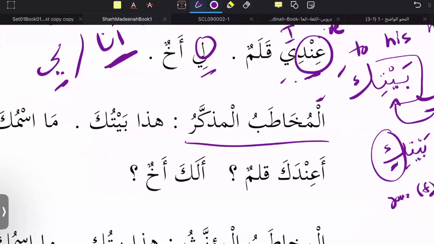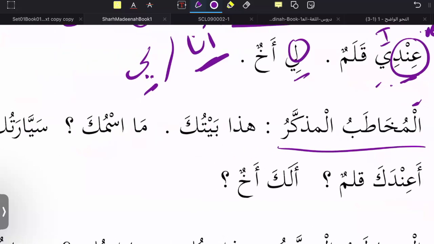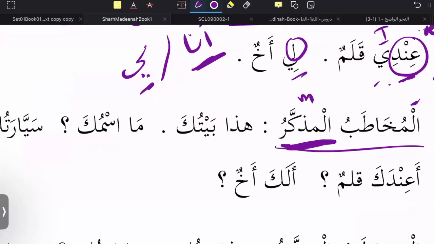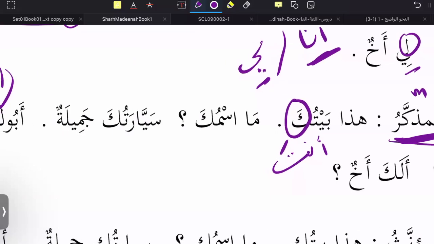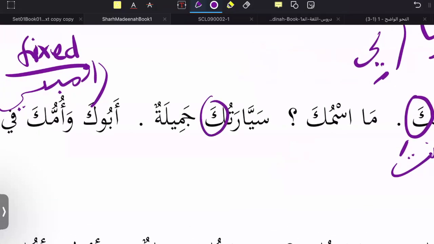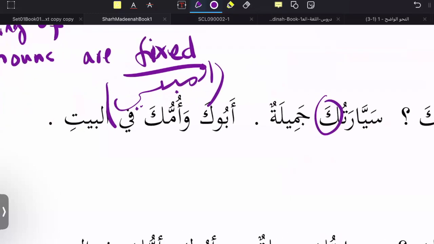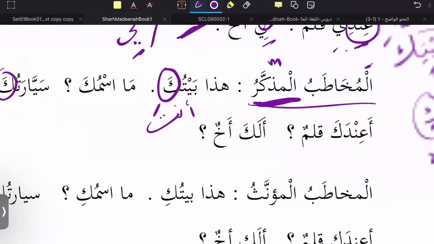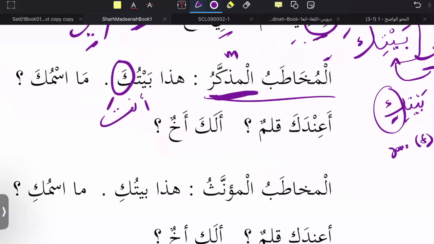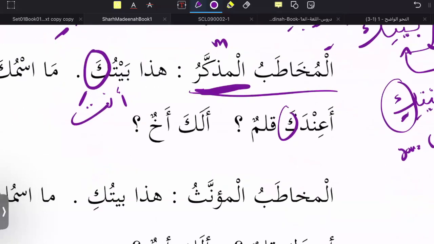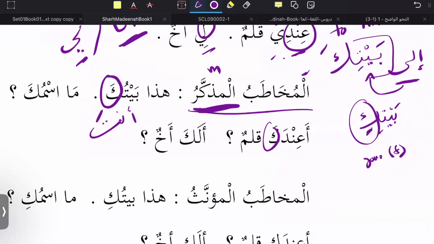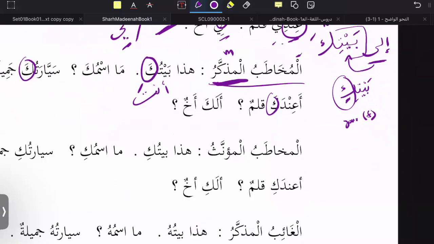Then we have al-mukhatab al-mudhakkar. So mukhatab, when you talk about the second person, we have to distinguish between the masculine and feminine. So we're talking about al-mudhakkar, masculine, for now. So we use the attached pronoun kaf and the detached pronoun anta. So you say hada baituka, ismuka, sayyaratuka jamila, abuka, ummuka, so ka. These are possessive pronouns. Here we have indaka. See, we have indi wa indaka qalamun. Do you have a pen?